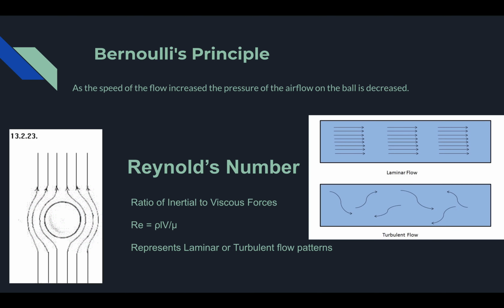So we used Bernoulli's principle to help describe the drag force behind the dimples. And as the speed of the flow increases, the pressure of the airflow on the ball decreases. This also relates to Reynolds number, which is the ratio of inertial to viscous forces. And the formula is presented there.